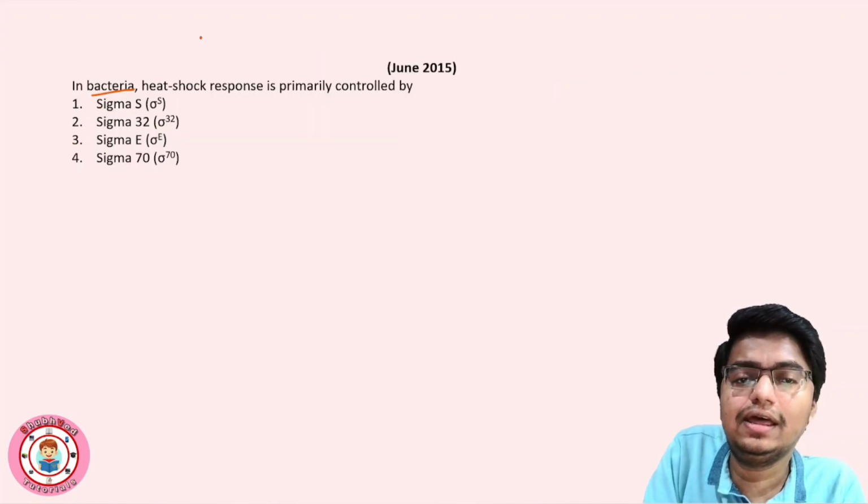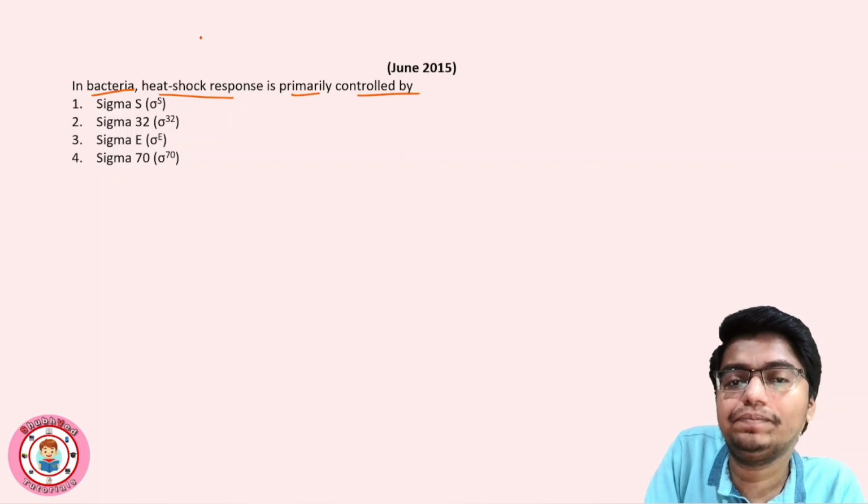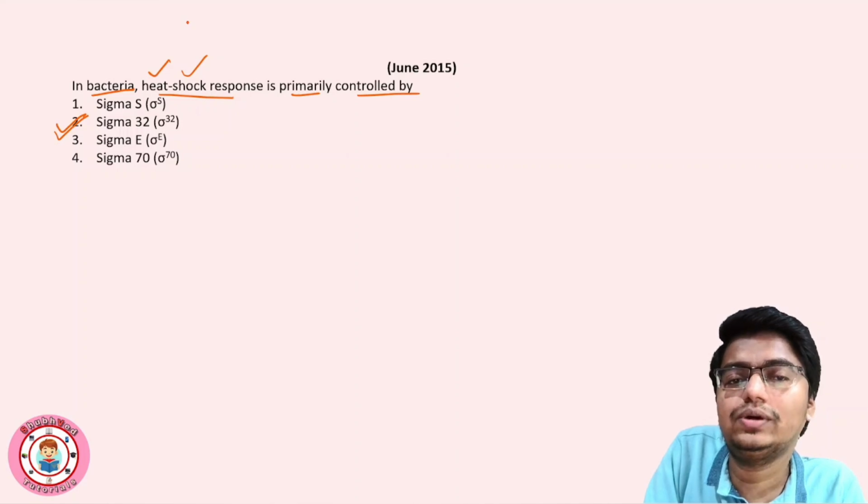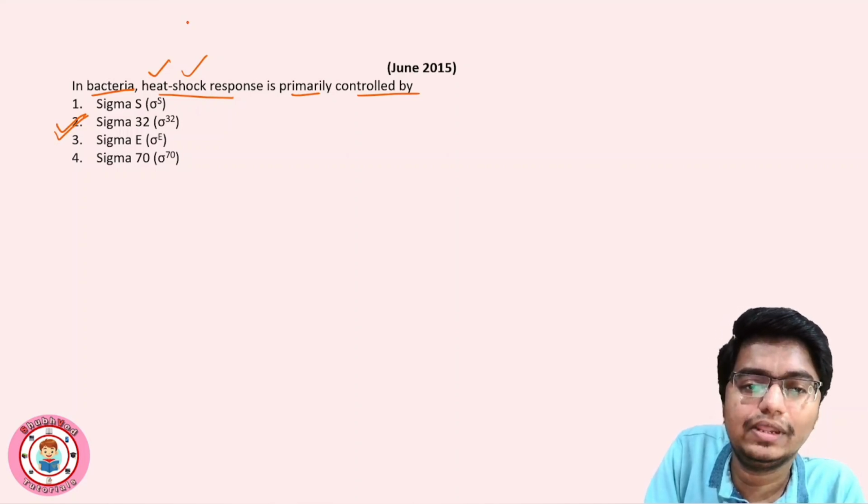In bacteria, heat shock response is primarily controlled by? So sigma factors are of different types. The one responsible for heat shock is sigma 32, option 2. Heat shock response is controlled by sigma 32, right?